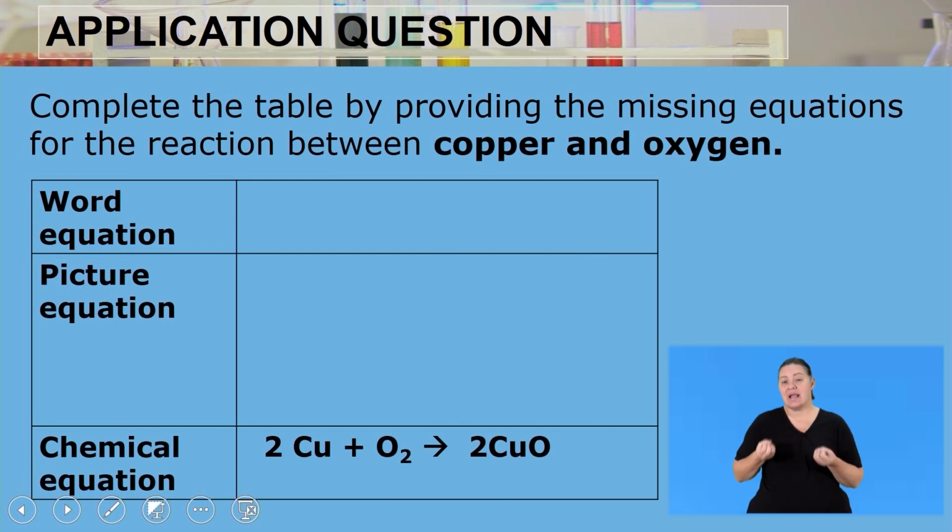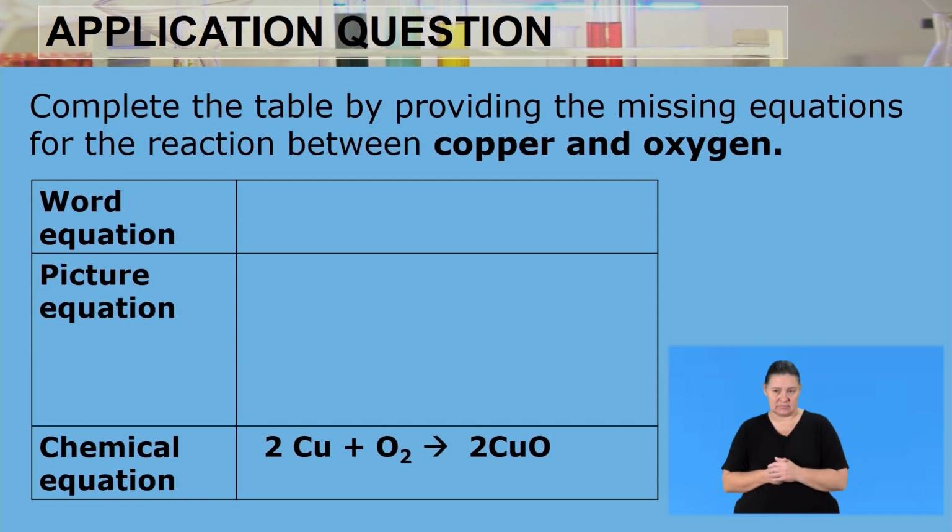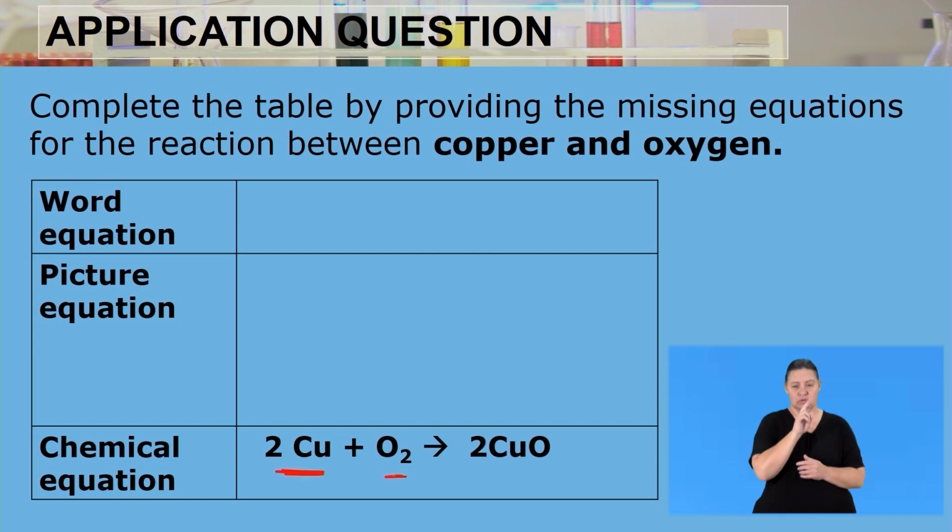We are given a chemical equation. We need to work backwards by drawing the picture and giving the word equation. So now let's see what we have. The question says, complete the table by providing the missing equation for the reaction between copper and oxygen. So if copper and oxygen, I have two atoms of copper, one molecule of oxygen that are going to give me two molecules of copper oxide.